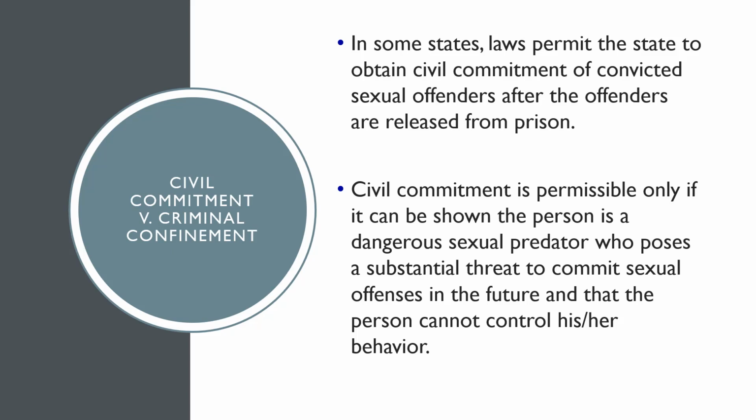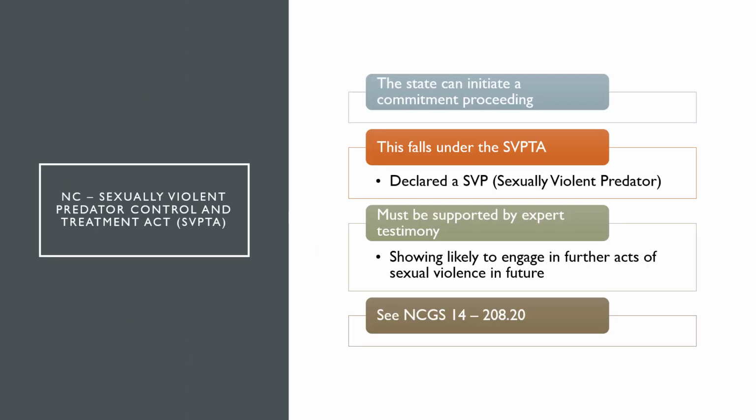It's only going to be permissible if you can show that they pose a substantial threat to the community in the future and that they're incapable of controlling their behavior. So as I said, you don't see this a lot. So, the North Carolina Violent Predator Control and Treatment Act. North Carolina can, under North Carolina General Statute 14-208.20, declare someone an SVP, a sexually violent predator. Then we bring in expert testimony to show that they're likely to engage in future acts of sexual violence. And at this point, we can try to civilly commit them.